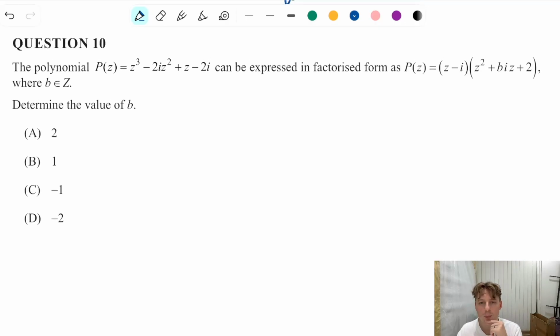The polynomial p of z equals z cubed minus 2i z squared plus z minus 2i can be expressed in factorized form as p of z equals z minus I times z squared plus b I z plus 2, where b is an element of z. Okay, cool. So, determine the value of b. We're basically just finding the value for b here.